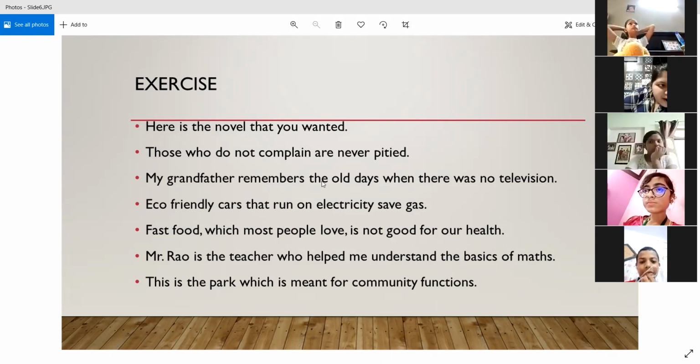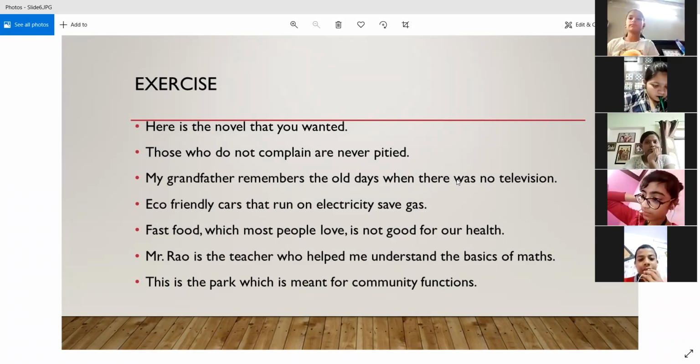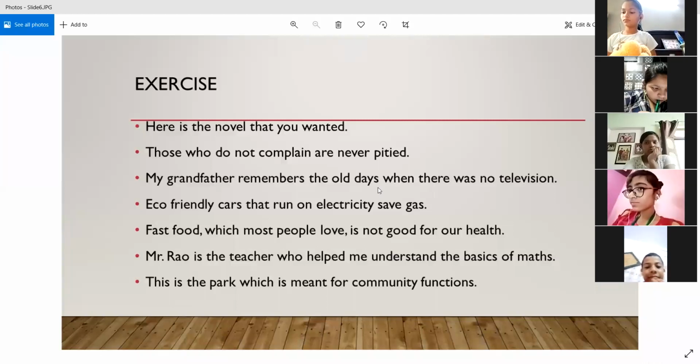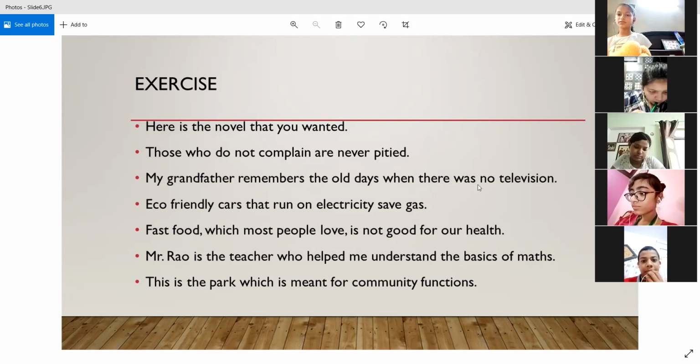Sir, my third one. My grandfather remembers the old days when there was no television. Sir, "when there was no television," because it is describing the old days. Yes. So the old days present over here is the noun. Which old days? When there was no television, those old days are being talked about. So the old days have been described by this phrase. So "when there was no television" is the clause actually. And tell me why it is the clause.